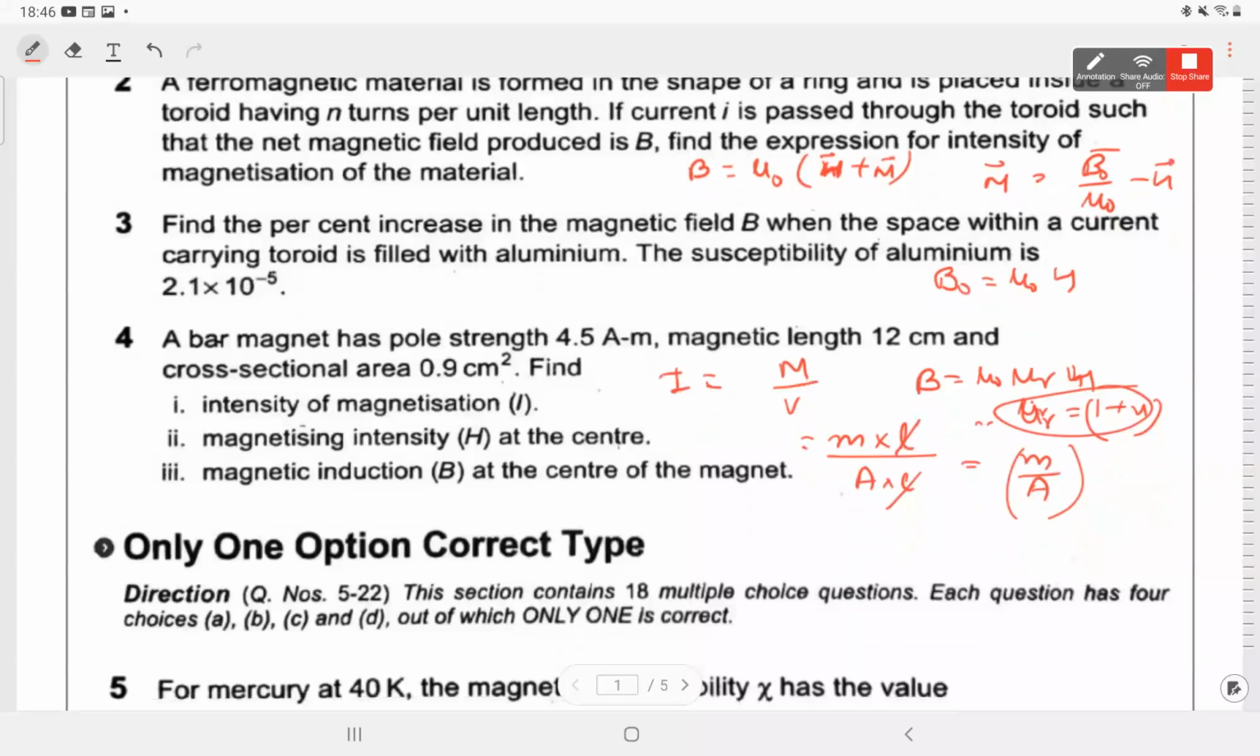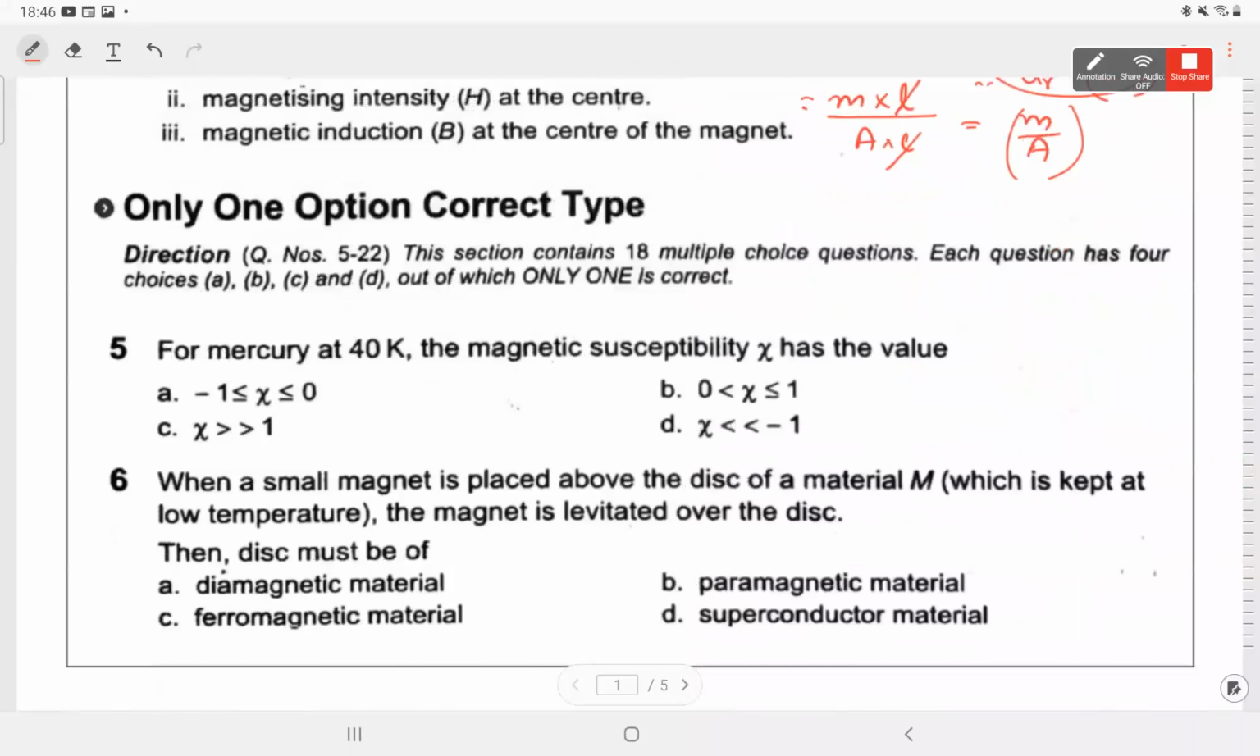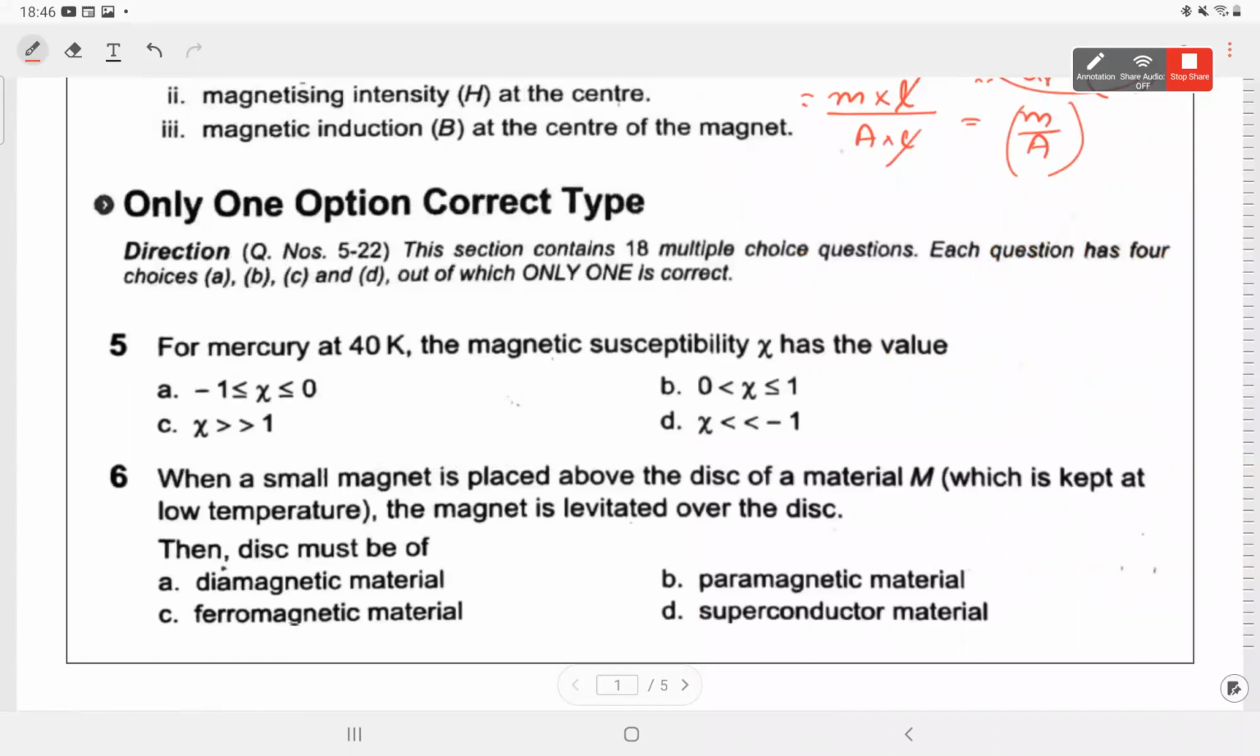For mercury at 40 Kelvin, the magnetic susceptibility chi has a value. Question number 5. What should be the answer? Mercury is a diamagnetic substance, so it should be negative and small.